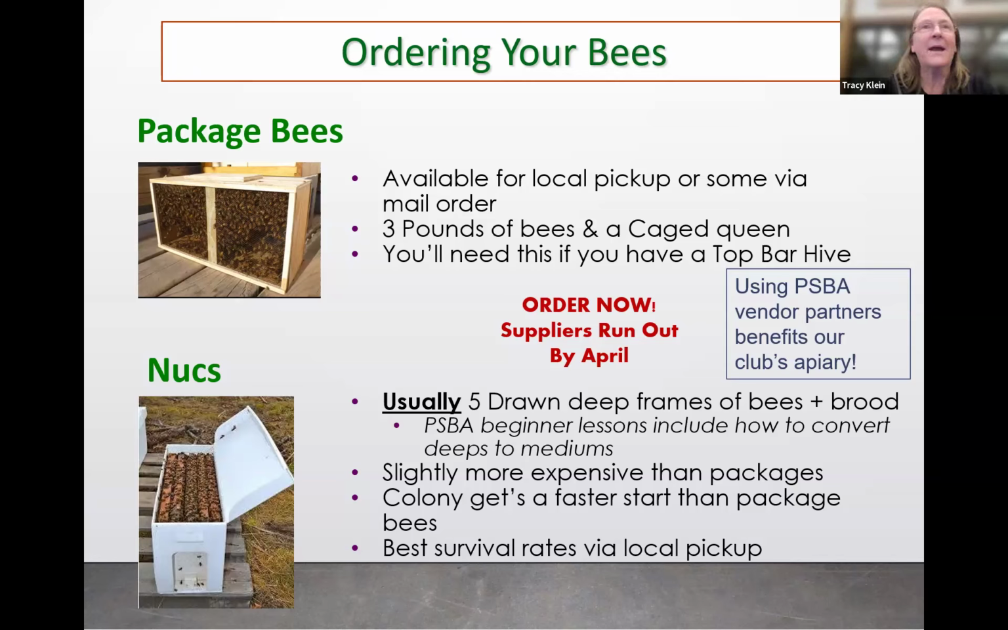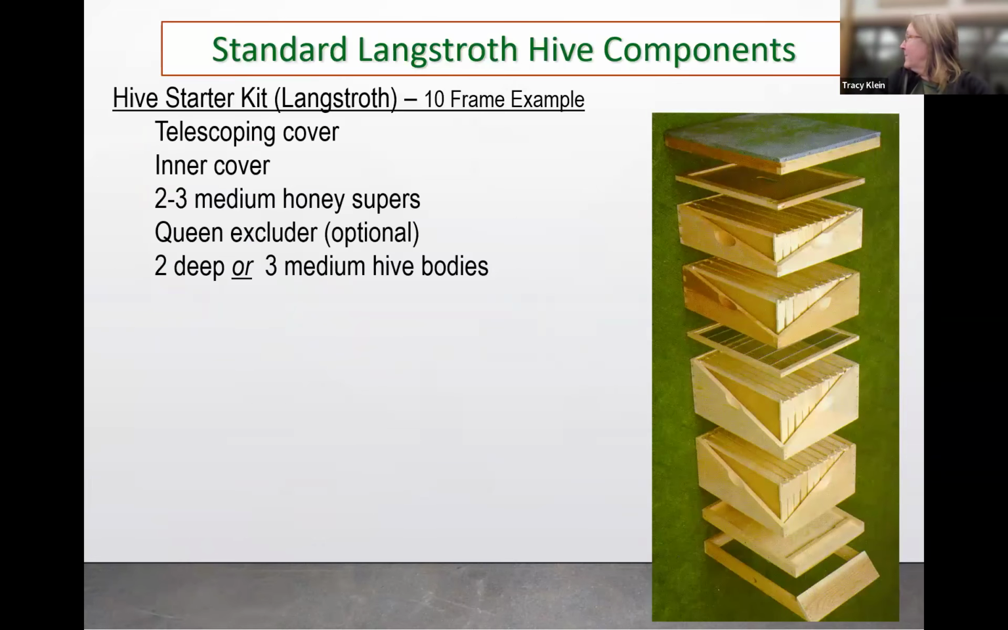Your opportunity to buy a package is when these guys bring them up from California. They sell out really quickly. Nucleus colonies, you can usually stave off a little bit later and get a local nuke if someone has extras, but don't count on it. Now is the time to buy your bees. All right, so the Langstroth components, here's what you're going to need.